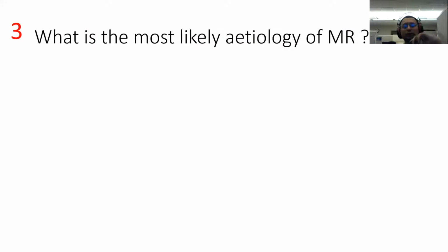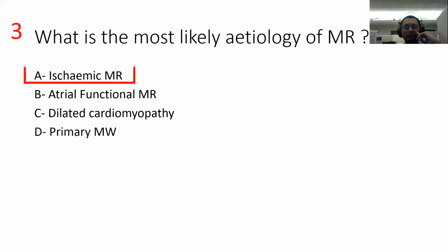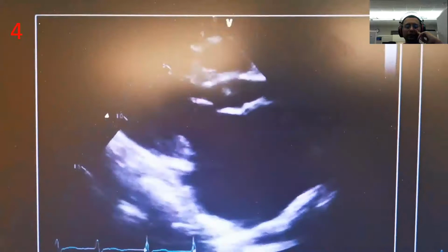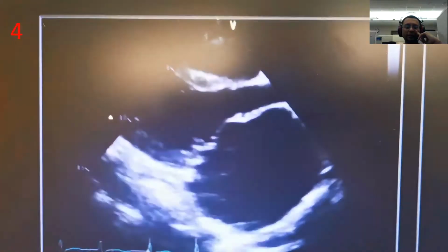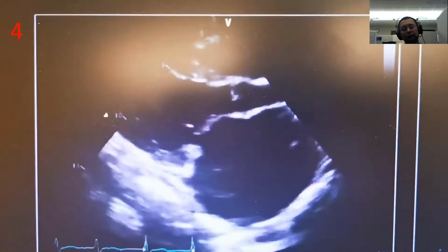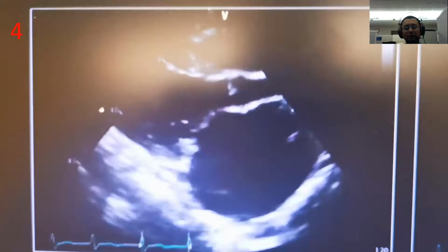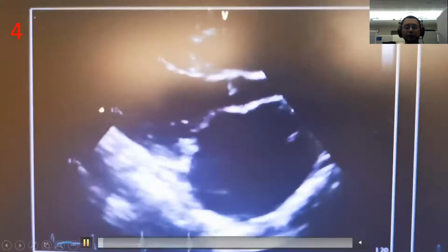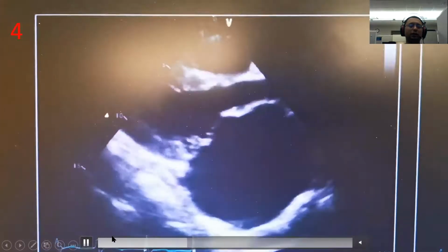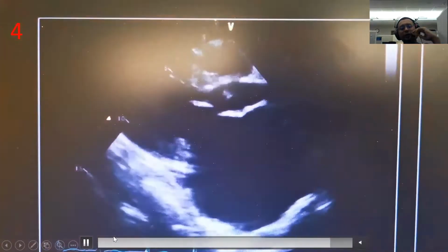So what is the most likely etiology of MR? This is actually ischemic mitral regurgitation. Celine, you understand, right? So this is another case. This is a parasternal long axis view. You can see the left atrium and the left ventricle there. Okay, see one more time. That's the left atrium and left ventricle.